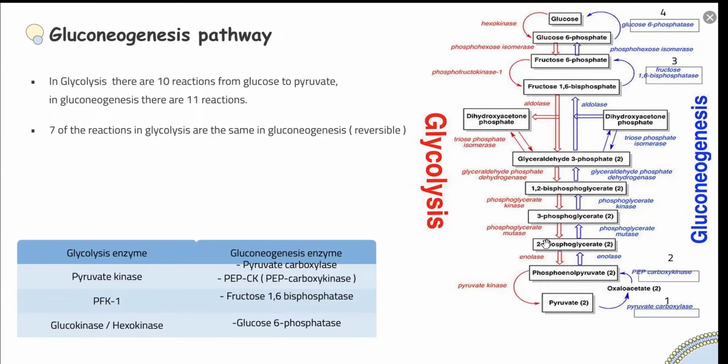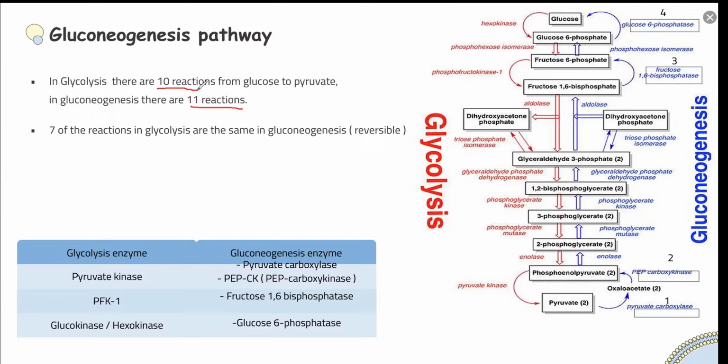So if you count them, you see that there are 10 reactions. But in the case of gluconeogenesis, there are 11 reactions. So we should understand that in gluconeogenesis, there are 11 reactions, while in glycolysis, there are 10 reactions. These are some of the basic differences between gluconeogenesis and glycolysis.